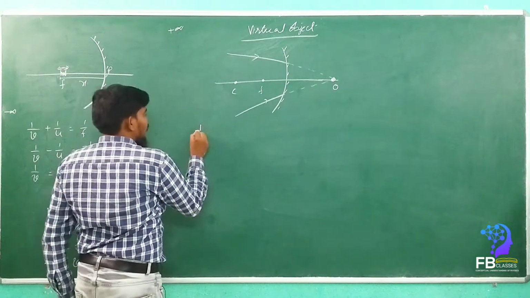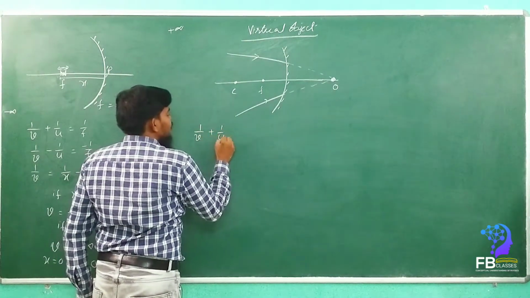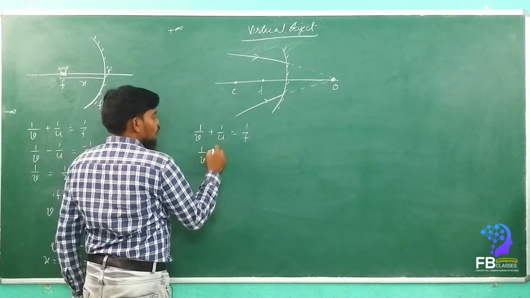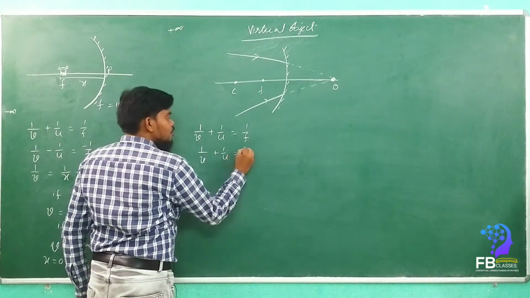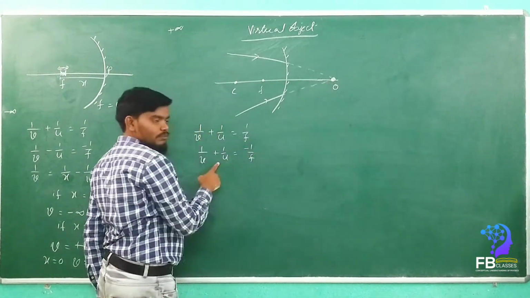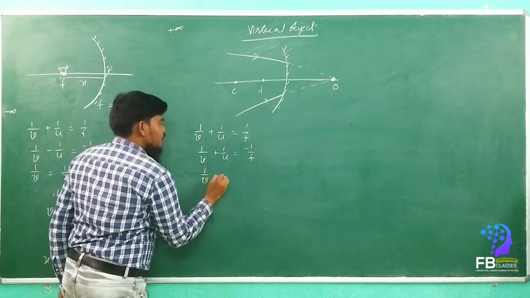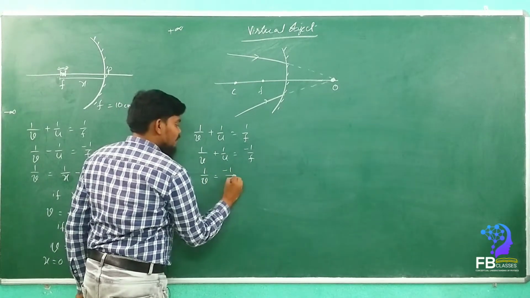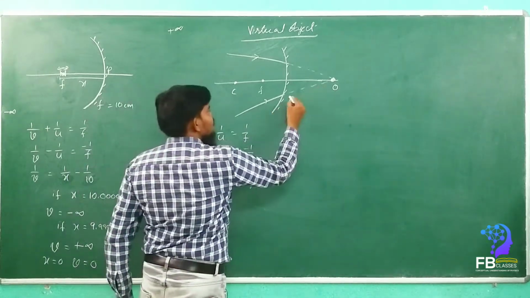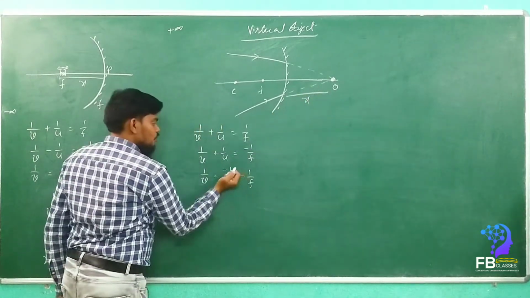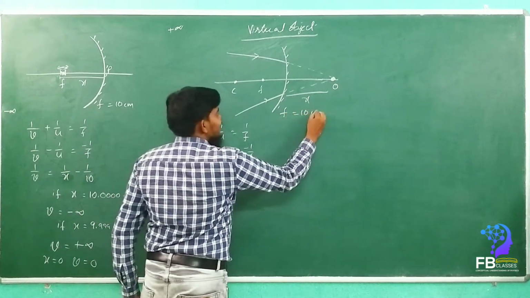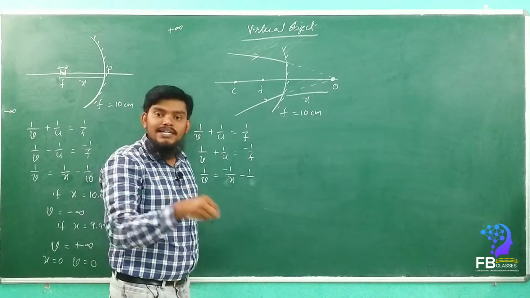Yes, sir. That means 1 by v plus 1 by u is equal to 1 by f. Now see here, 1 by v plus 1 by u is equal to minus 1 by f. u is on the positive side. Yes or no? So now from here, 1 by v is equal to minus 1 by u minus 1 by f. Let us consider this distance to be x. So u is equal to x and f we consider as 10 centimeters, so that we can understand.